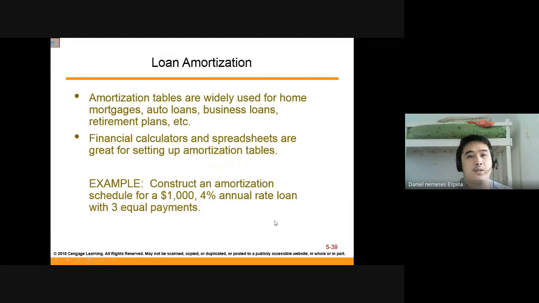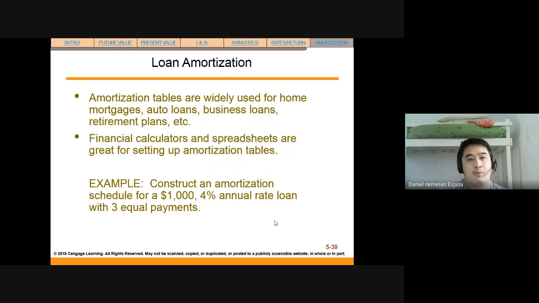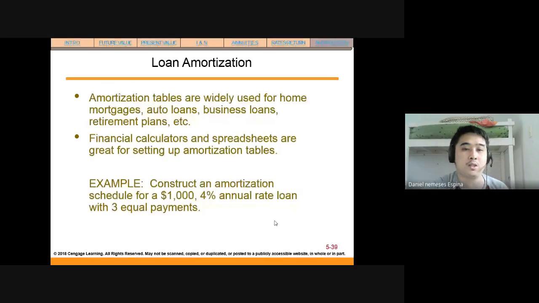Okay, last, loan amortization. Amortization tables are widely used for home mortgages, auto loans, business loans, retirement plans, etc. So walay problema if you have financial calculators and spreadsheets because it's very easy to get the amortization table. So for example, you construct an amortization schedule for $1,000. So imong gi-borrow $1,000, loan proceeds. Then you will pay a 4% annual rate loan with 3 equal payments.